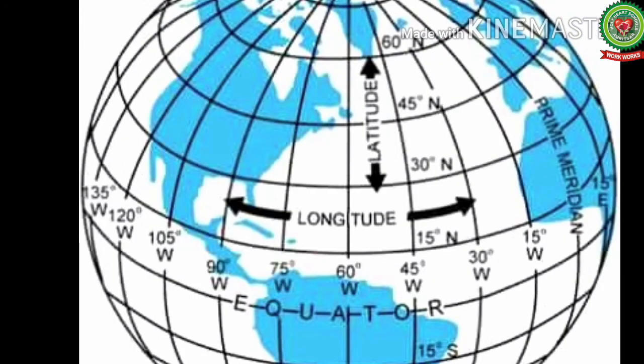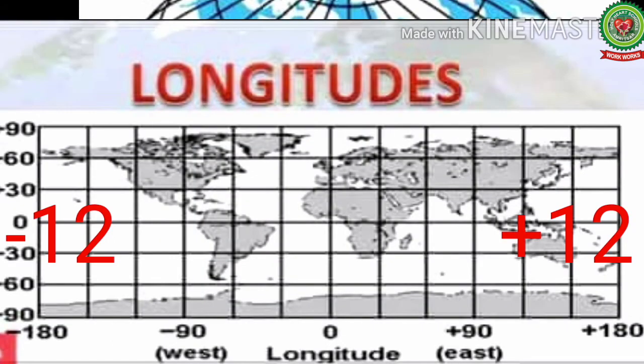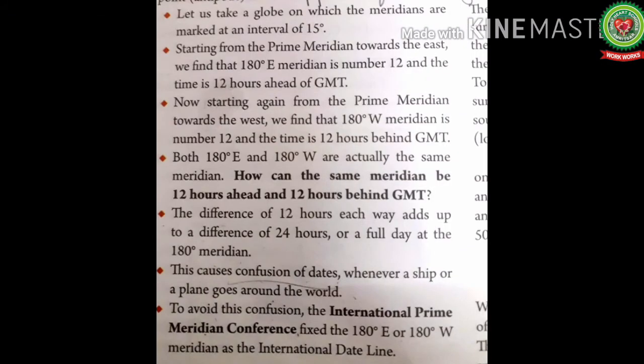Now starting again from the prime meridian towards the west, we find 180 degree west meridian. The number is 12 and the time is 12 hours behind GMT. As we have discussed in the earlier part of this chapter, as we move west of the Greenwich Meridian, the time decreases by 1 hour at an interval of 15 degrees. So at 12 meridians of 15 degrees, the time will decrease by 12 hours. Both 180 degree east and 180 degree west are actually the same meridian.